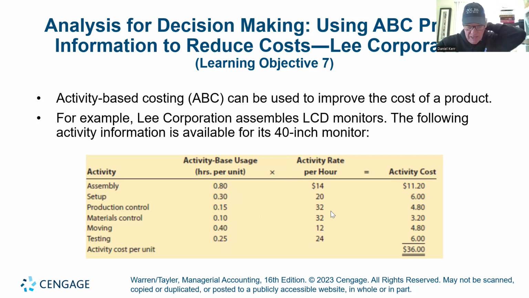And the way they came up with these activity rates is they would have come up with the total budgeted amount and then divided by the estimated number of hours. So these are the activities. So the total activity cost allocated to each LCD monitor is $36. Right? That's what it is now.